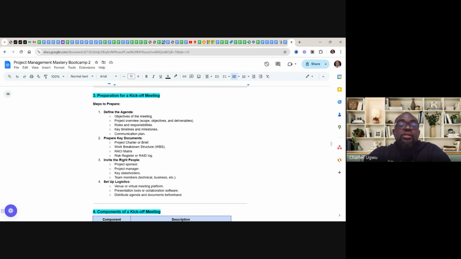These are things you need to put in place or prepare as soon as possible. So you must have at least one or two or all of these documents when you are kickstarting a meeting. If you don't have any of these, at least a project brief, I don't see why you are calling them for a meeting, because you don't have anything to talk about.